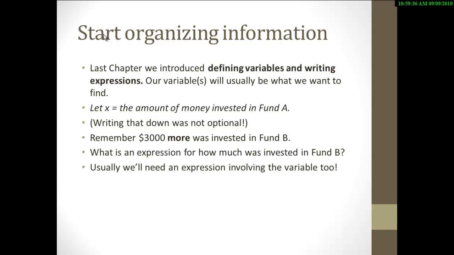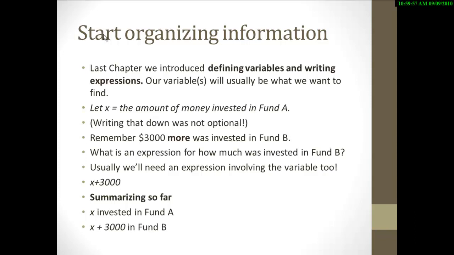Okay, so pause the slides if you need to. And you should have come up with x plus 3,000. If you didn't, you might want to go back to Alex and review those problems a little bit. Alright, so let's just summarize what we have so far. We've got x dollars invested into Fund A, and we've got x plus 3,000 invested in Fund B. Alright, so now we're going to go on and put this information into a table.